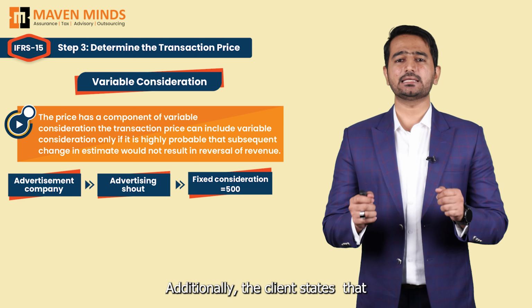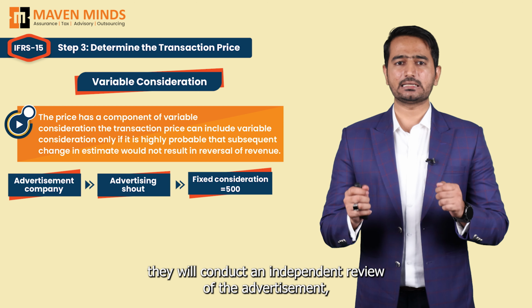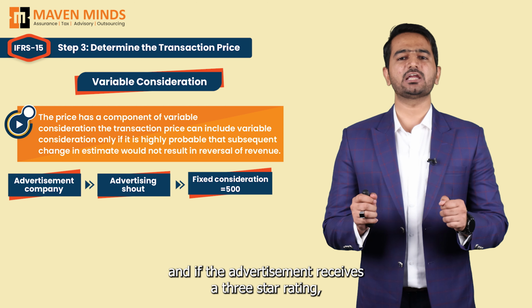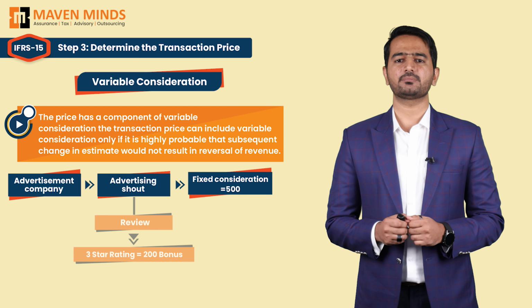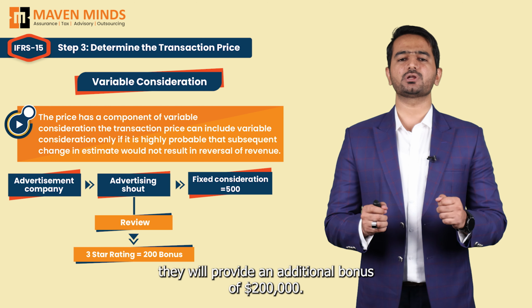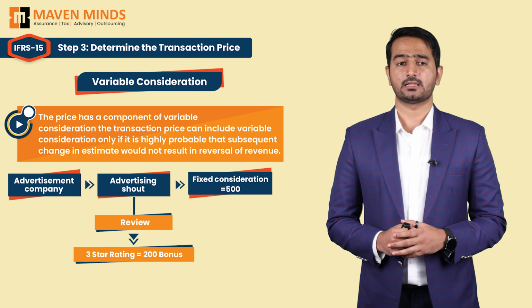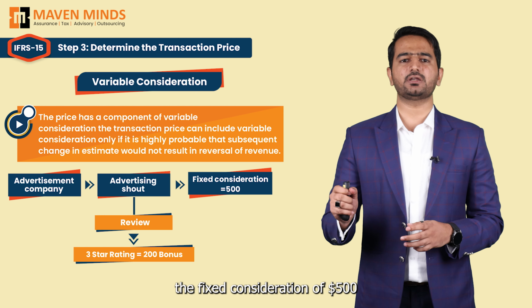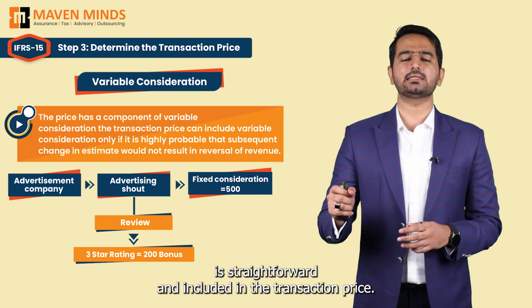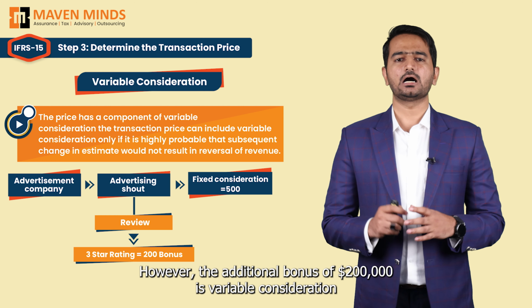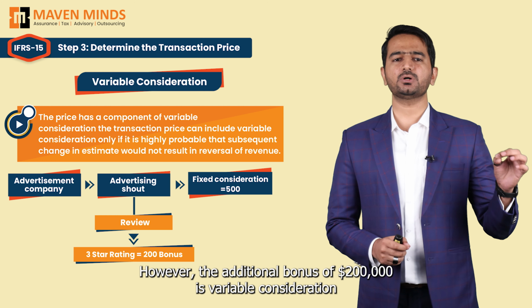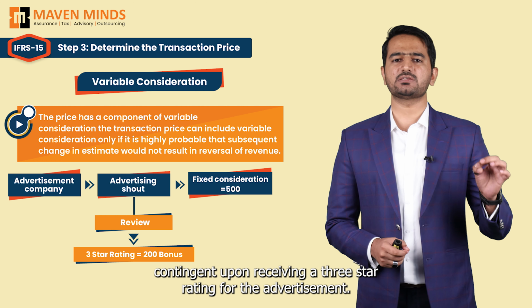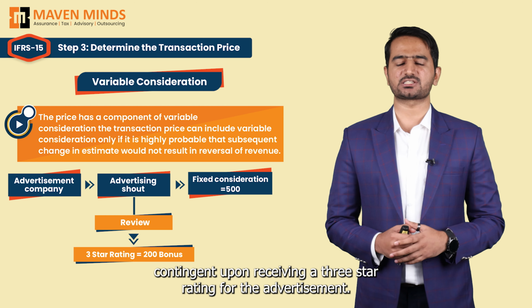Additionally, the client states that they will conduct an independent review of the advertisement, and if the advertisement receives a 3-star rating, they will provide an additional bonus of $200,000. Now, in this contract, the fixed consideration of $500 is straightforward and included in the transaction price. However, the additional bonus of $200,000 is variable consideration, contingent upon receiving a 3-star rating for the advertisement.